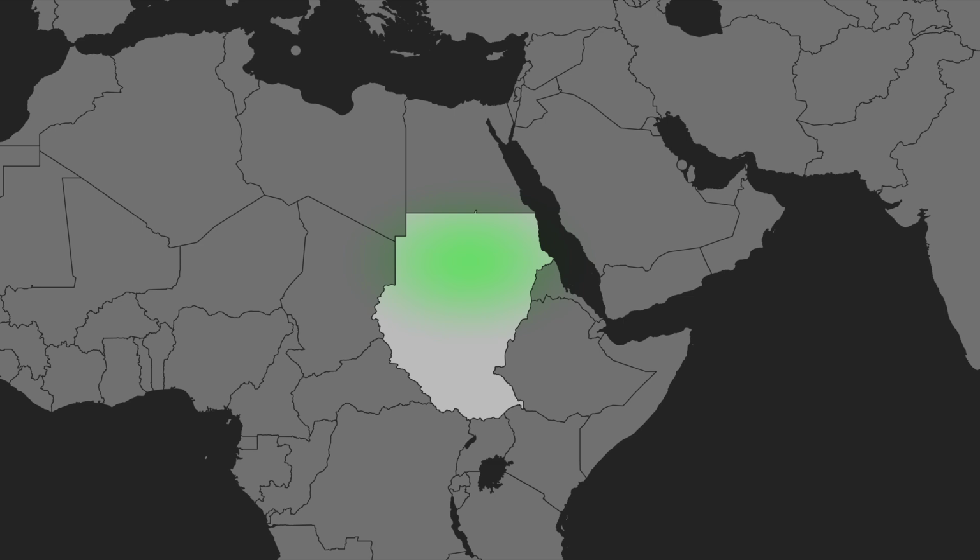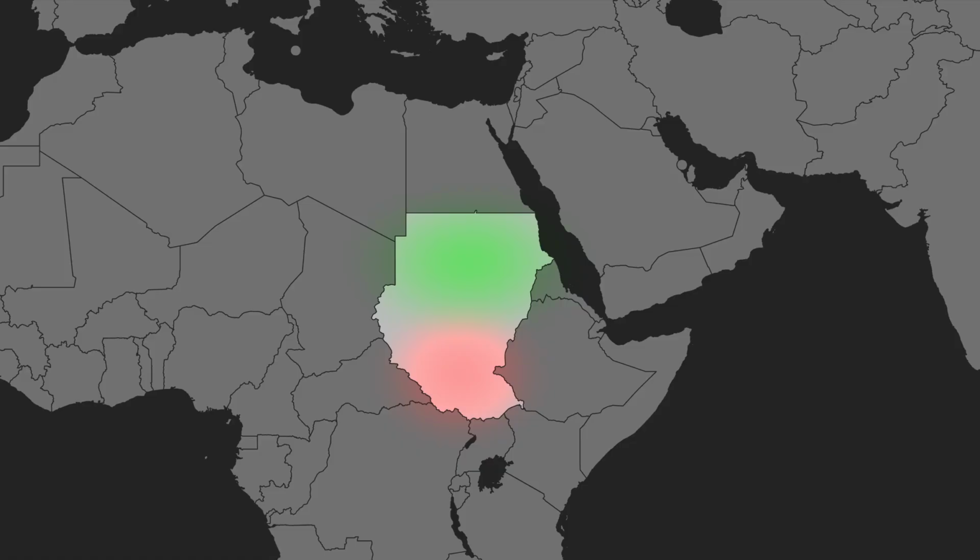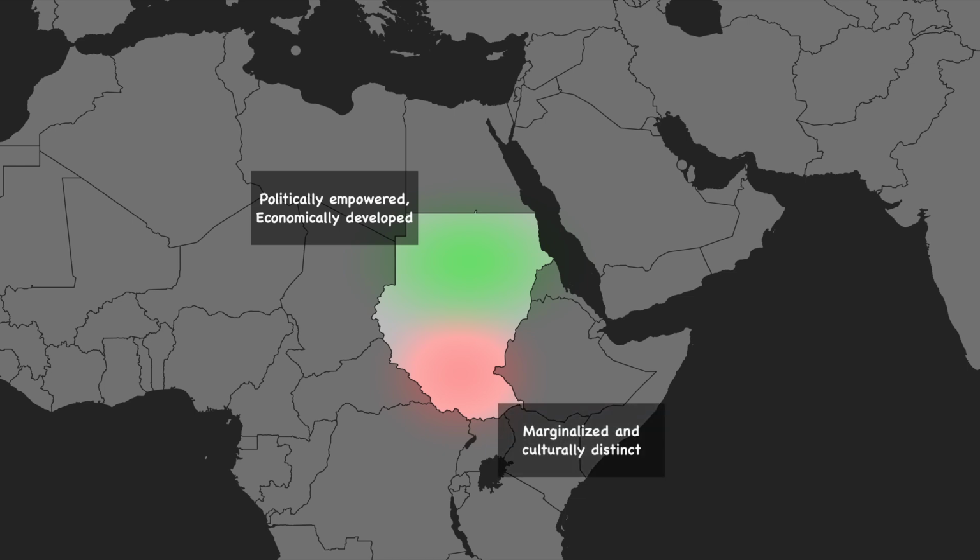When this Anglo-Egyptian rule came to an end in 1956, almost all the political and economic power was concentrated in the north. This is because the northern parts have direct access to open seas for trade through the Red Sea, and the colonial government carried out investments and developed this region for their economic gains. Even though richer in raw and natural resources, the southern region was getting nothing but exploitation. So, the colonial policies created two Sudans. First is a politically empowered, economically developed north with an Arab Muslim majority, and second is a marginalized and culturally distinct south with a Christian majority.